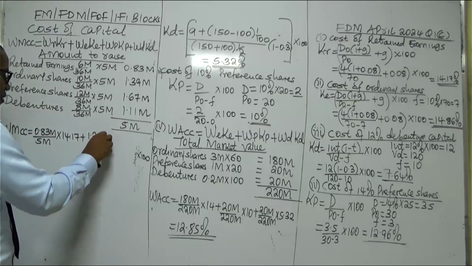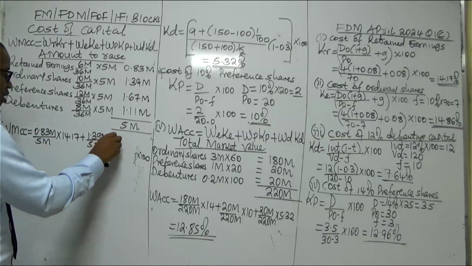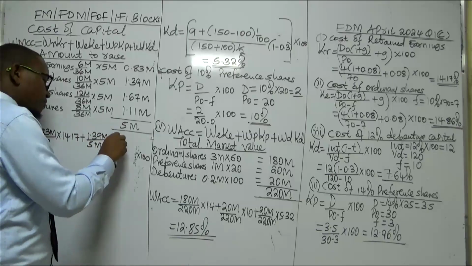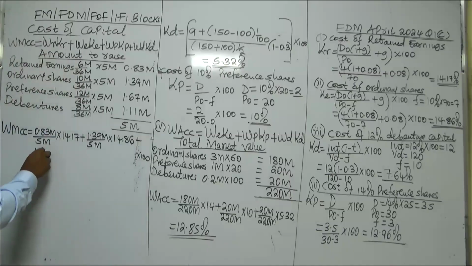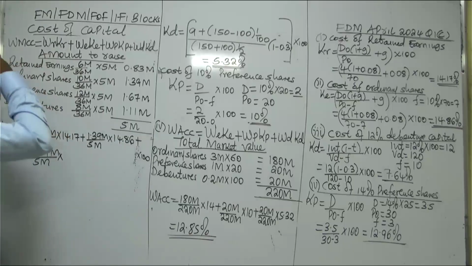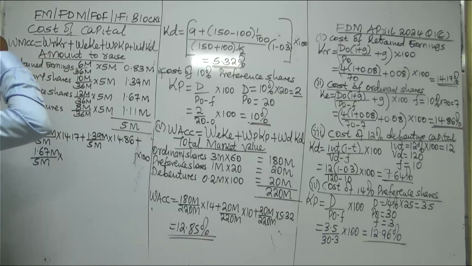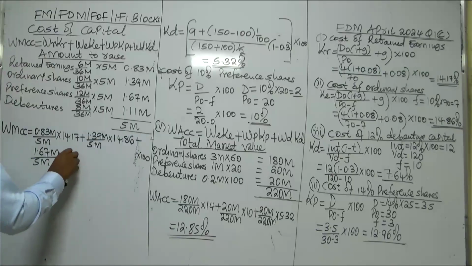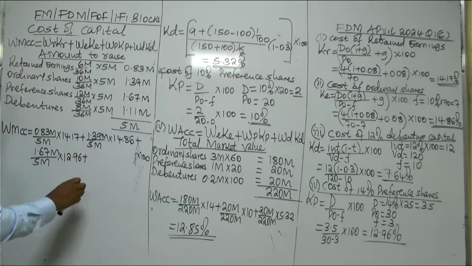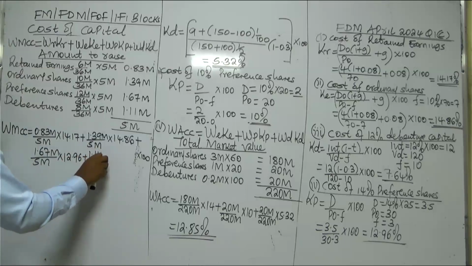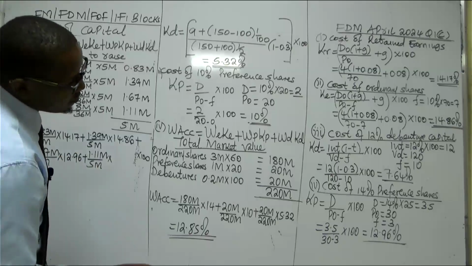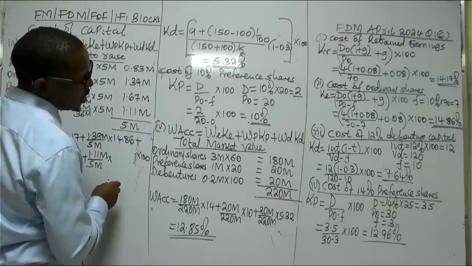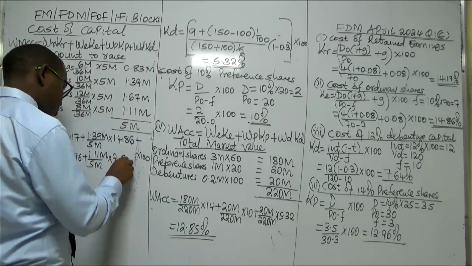1.39 million, divide by 5 million, you multiply by the cost of ordinary shares, 14.86, plus 1.67 million, divide by 5 million, you multiply by the cost of preference shares, which was 12.96. The last one, 1.11 million, divide by 5 million, you multiply by the cost of the debenture, which is 7.64.